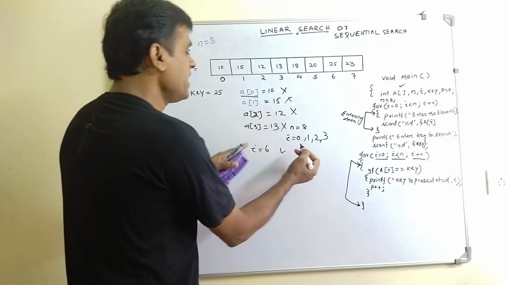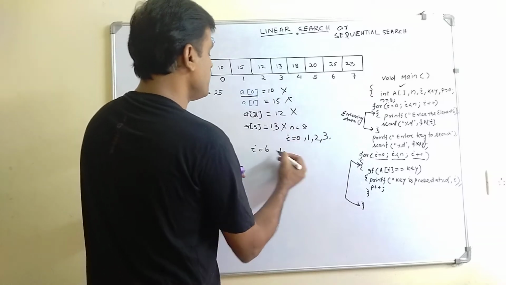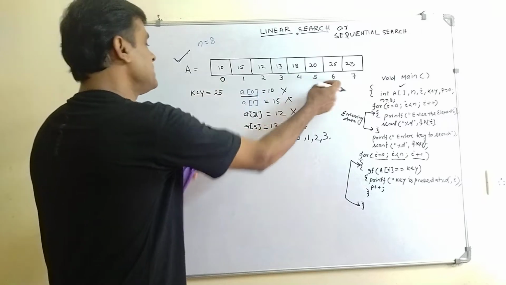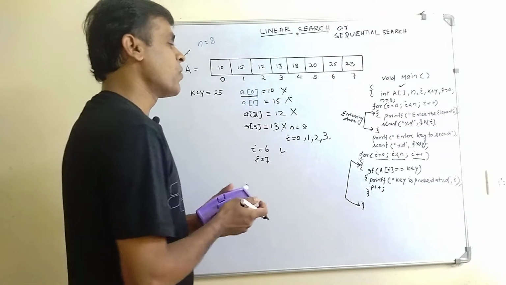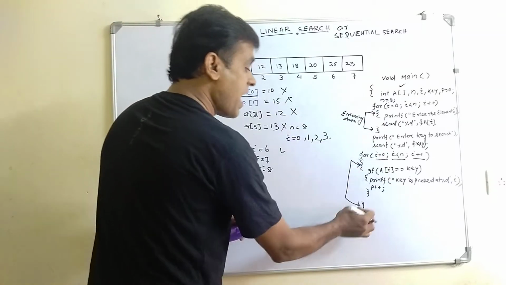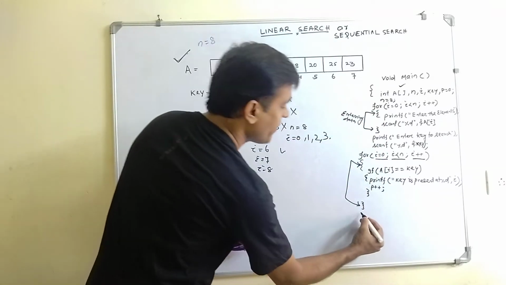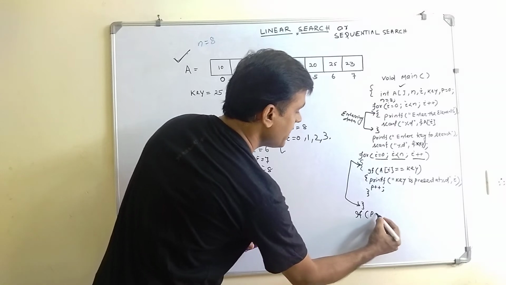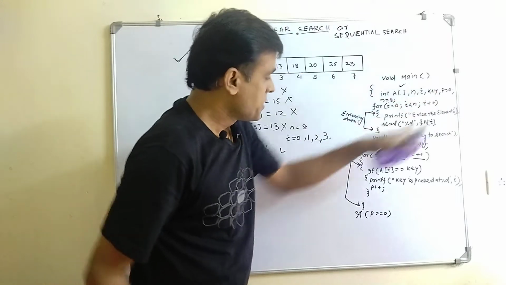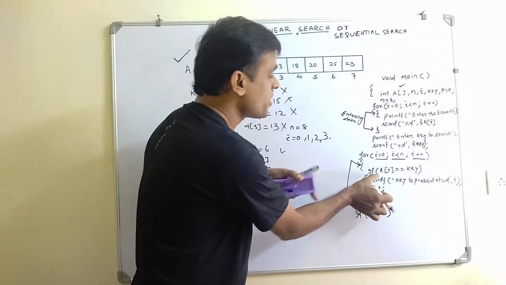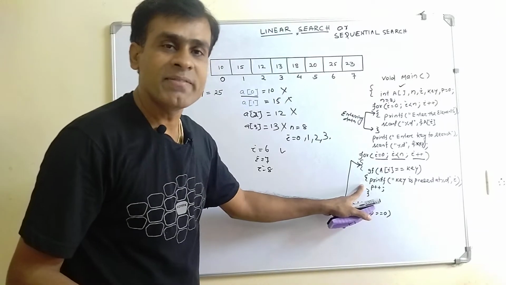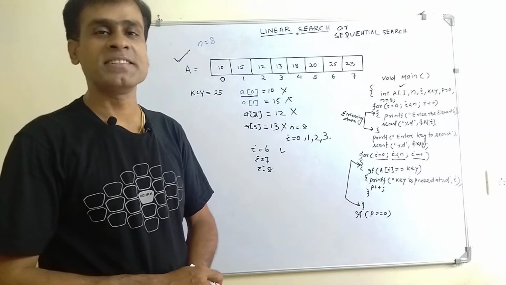Then after 6, the i value will be 7. When i is 7, it will again ask, is a of 7 your key? No. Then the i value will be 8, and the for loop will terminate. After the end of this for loop, if I check whether p is equal to 0, that means the execution of this program has not gone inside the for loop, so p is not incremented, which means I have not found my element.